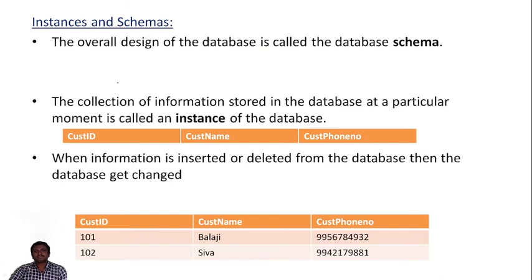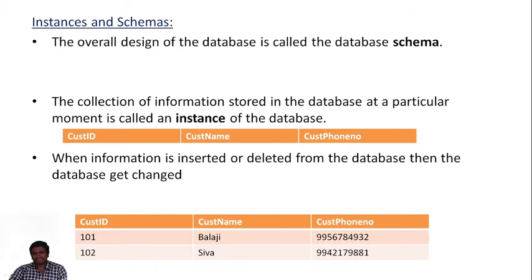The next topic, instance and schema. The overall design of the database is called the database schema. Here we can see the database schema. The schema consists of customer ID, customer name, and customer phone number. The collection of information stored in a database at a particular moment is called an instance of a database. Simply put, schema is nothing but the overall design of the database.